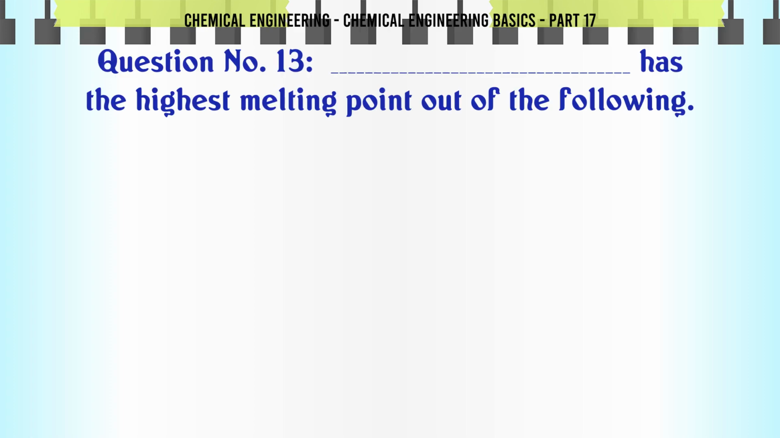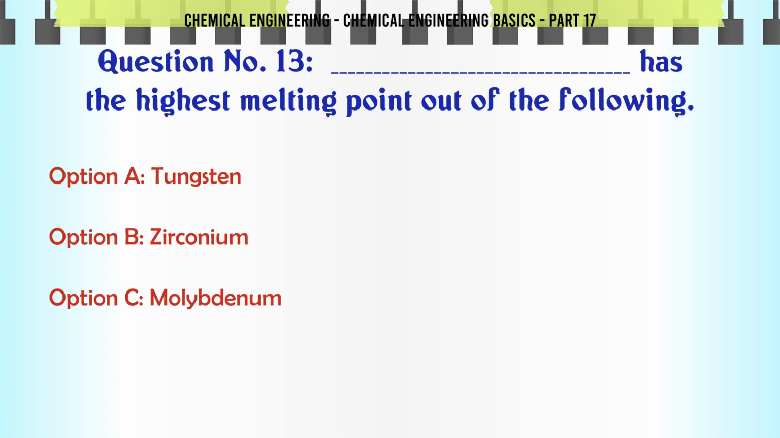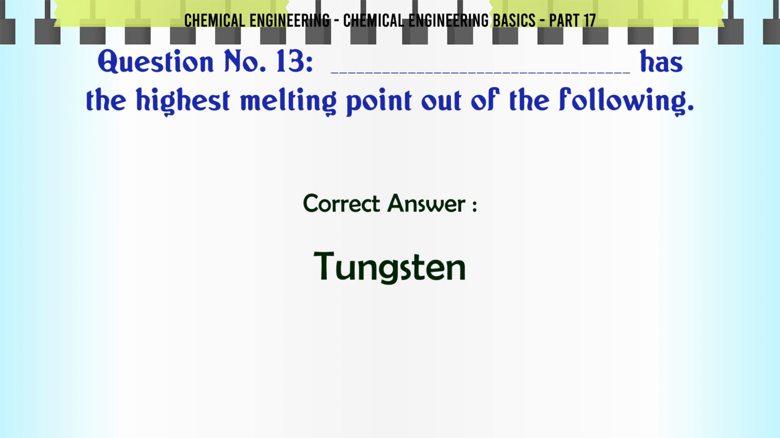Which has the highest melting point out of the following? A. Tungsten, B. Zirconium, C. Molybdenum, D. Tantalum. The correct answer is tungsten.